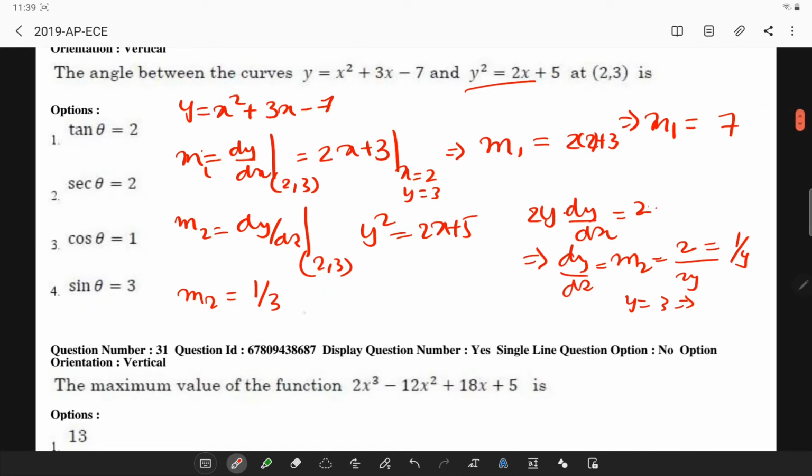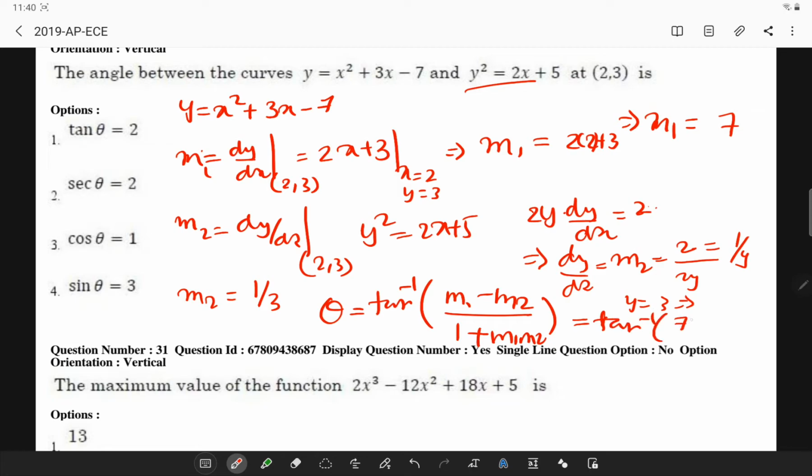Now the value of theta is tan inverse of (m1 minus m2) divided by (1 plus m1 m2). If I substitute here, I will have tan inverse of (7 minus 1 by 3) divided by (1 plus 7 into 1 by 3), which gives tan theta equal to 2. So here I have this.